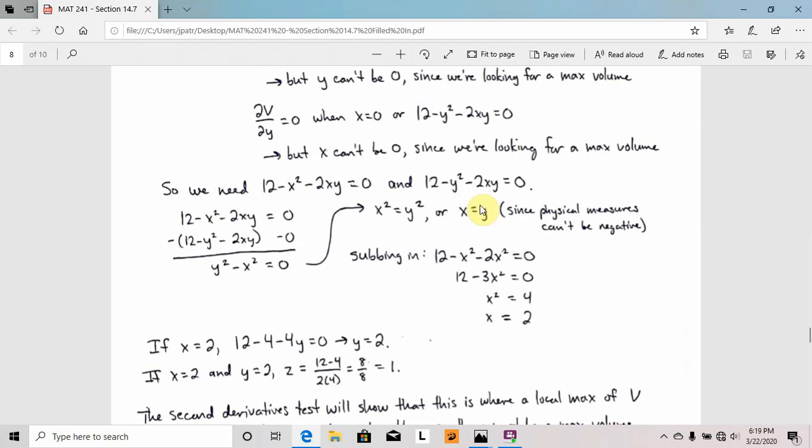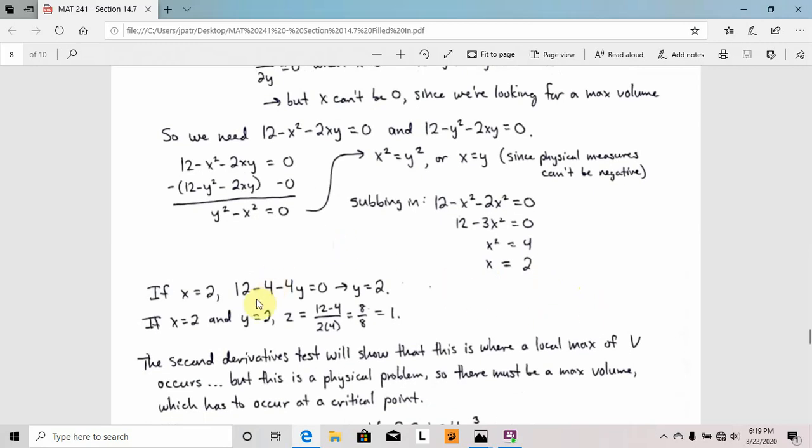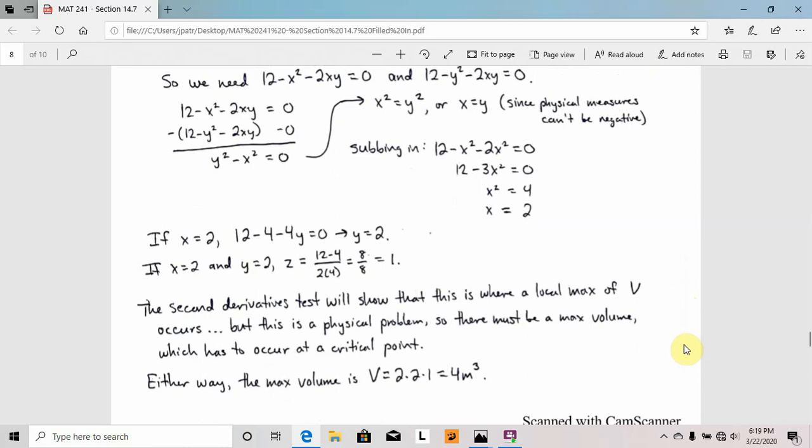But then knowing that x equals y, if we sub in, so I subbed in right there for y, I subbed in an x, and then you can solve that, and eventually you get that x is equal to 2. All right, well then if x is 2, then subbing back into, I think I subbed into this one right here, you'd end up with that y is also 2. But then if x is 2 and y is 2, then we have that expression for z in terms of x and y. We sub in there, we get that z has to be 1. All right, well, you could use the second derivatives test here, and that would show you that this is where you'd get a local max for the volume.